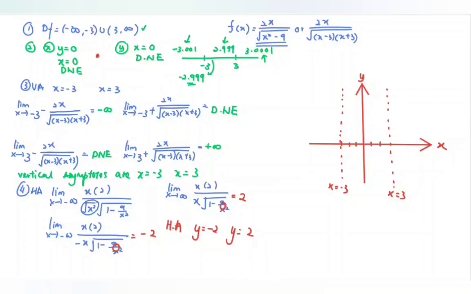Number 3, vertical asymptote. Negative 3 from the left, the graph will be decreasing. Negative 3 from the right does not exist, so nothing happened. 3 from the left, nothing happened. 3 from the right, so we have increasing because of positive infinity. Next, move on with the horizontal asymptote. Negative 2, let's say here we have negative 1, negative 2. So y equals negative 2.